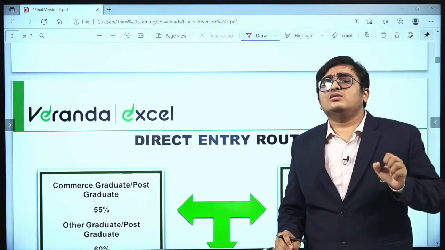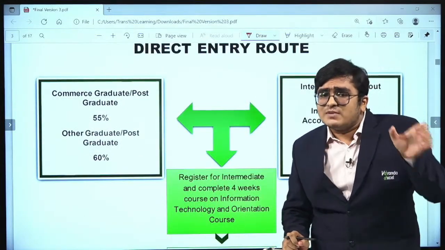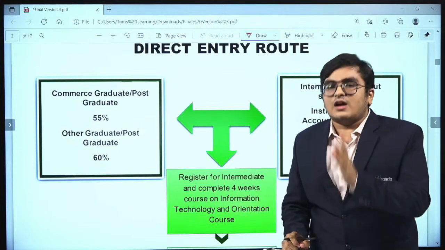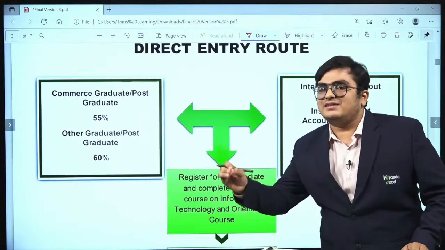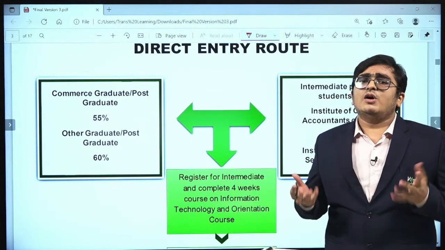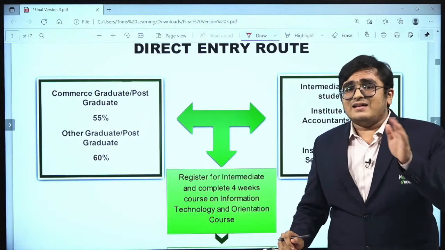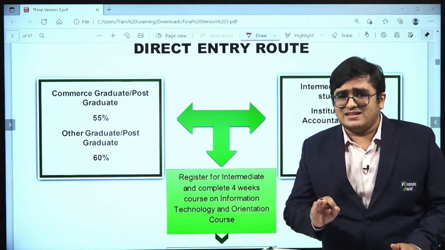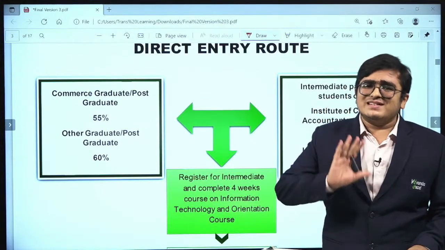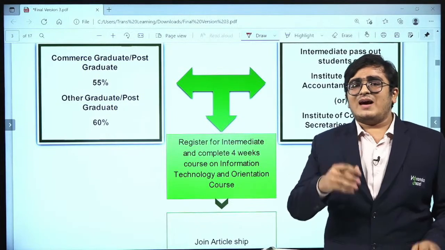Now let's see how to get into the direct entry route. First, there are commerce graduates. Any commerce graduate or postgraduate in commerce who scores 55% or above can be eligible to enter the CA course. Second, let's say I'm not a commerce graduate. I want to change my career path. What to do? Well, ICAI is like, it's okay. You come to us. We will see to it. Any other graduate, let's say in science or arts, or postgraduate in science or arts, just has to score 5% extra. That is, he gets 60%. You please come become a CA. This is how ICAI thinks.